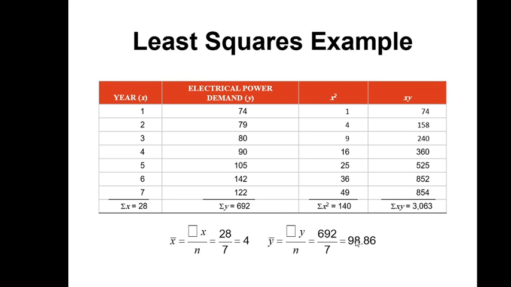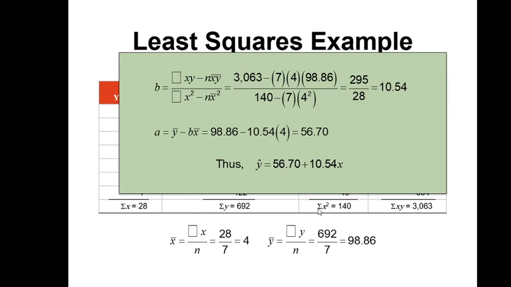We have also the Y bar as 692, which is the sum of Y's divided by 7, which is equal to 98.86. Just a reminder, as I told you last meeting, this square is not a square, it's the sign of summation, but in the PowerPoint it will appear as a rectangle or a square. Let's continue. We have the other values here: the sum of X squared, and the sum of X multiplied by Y.